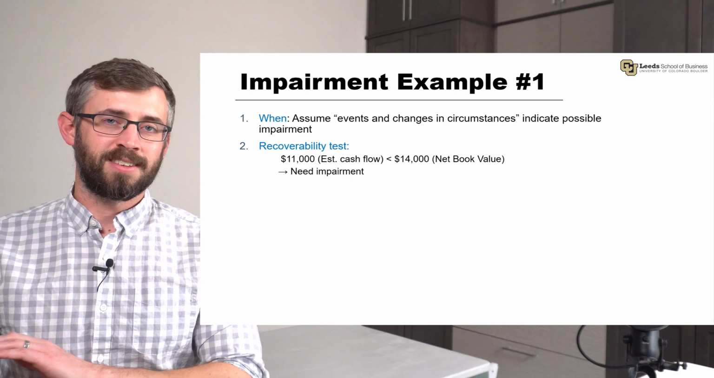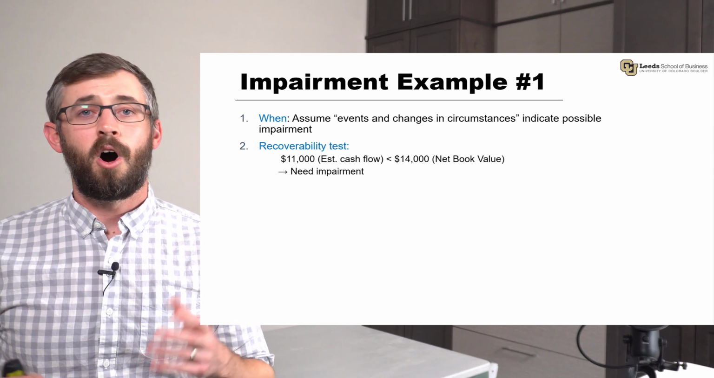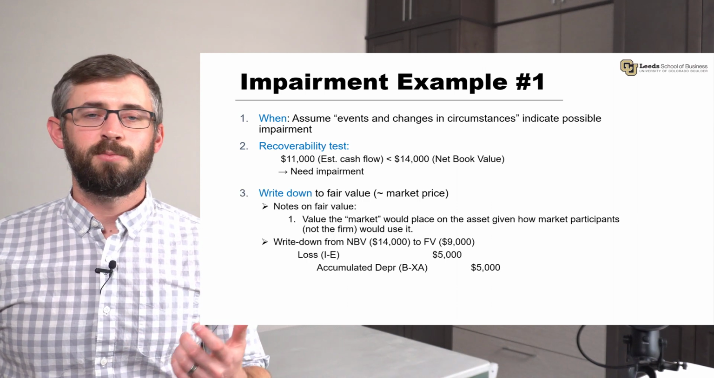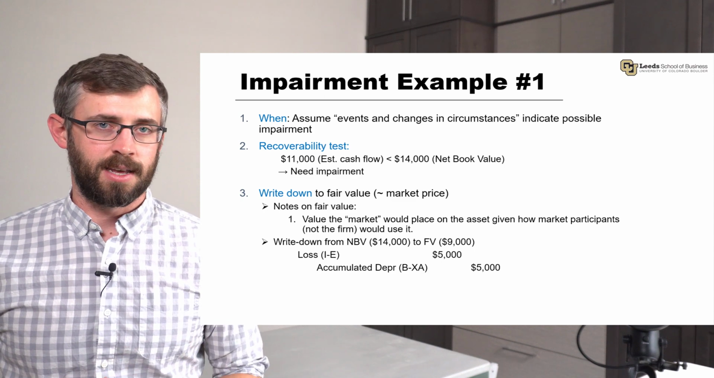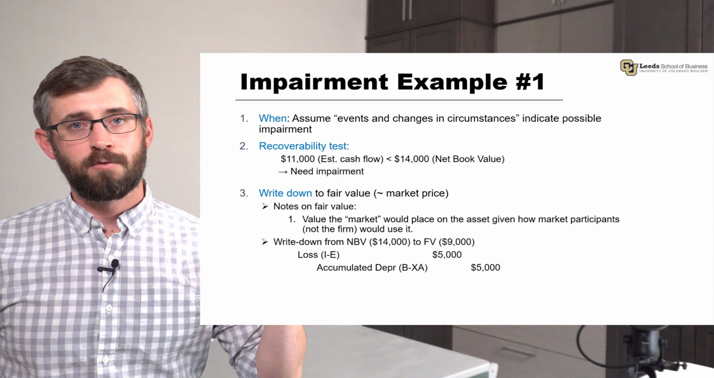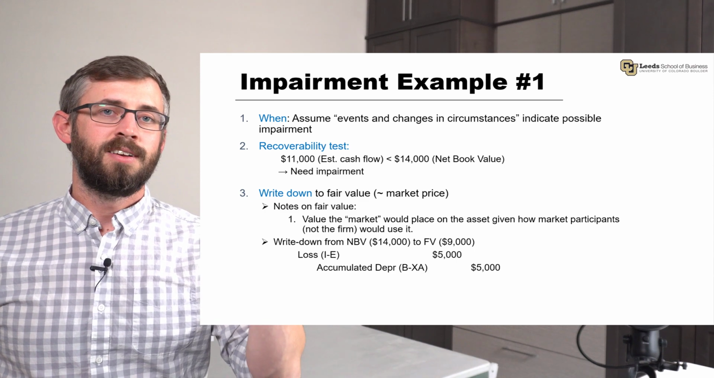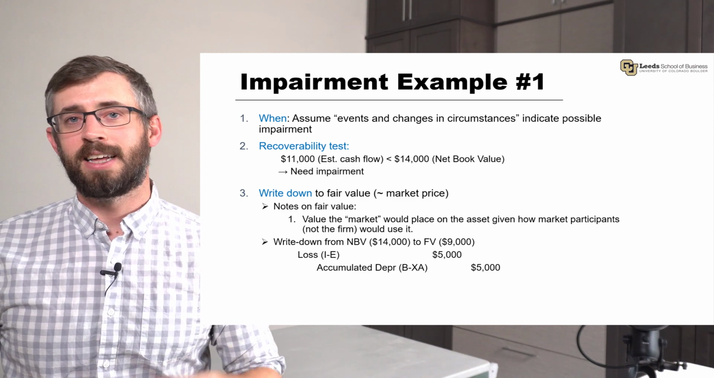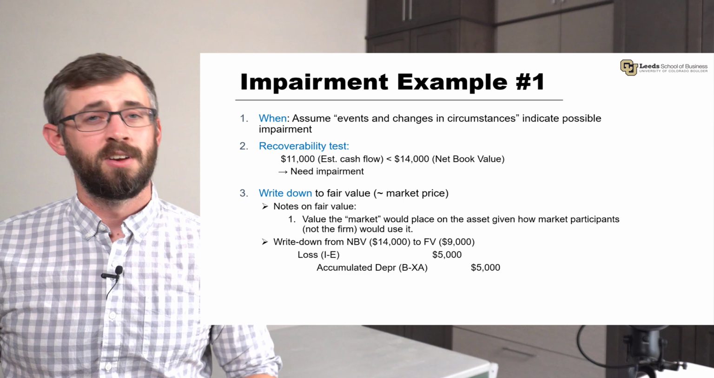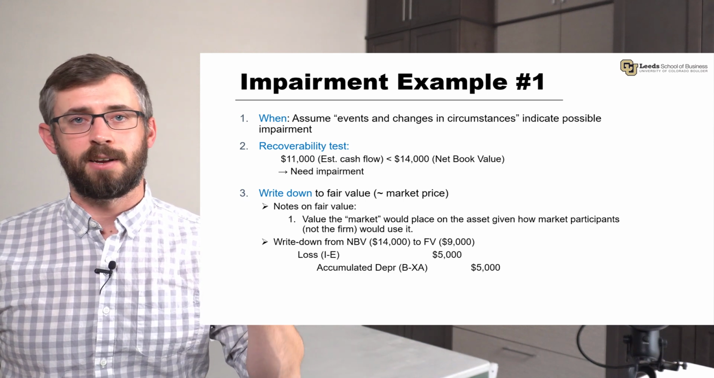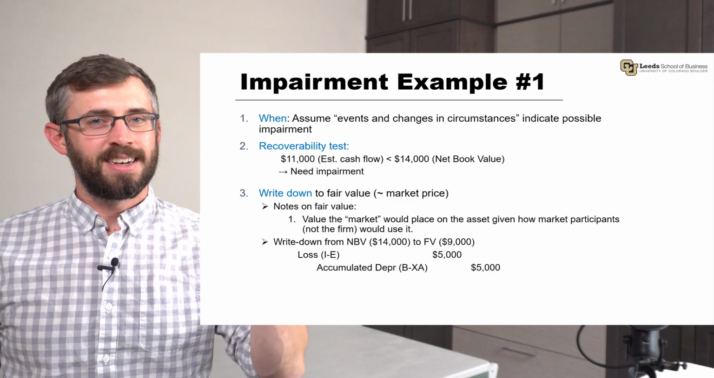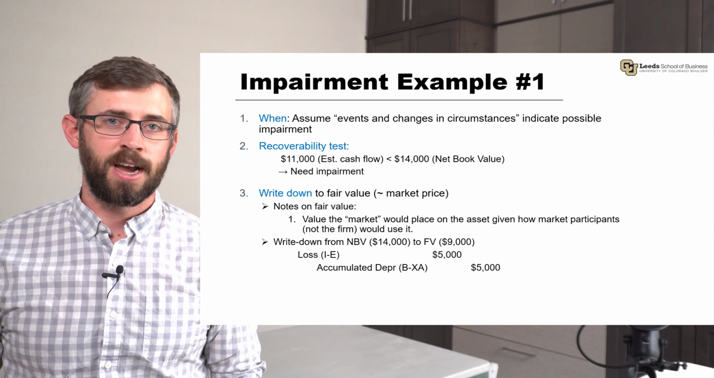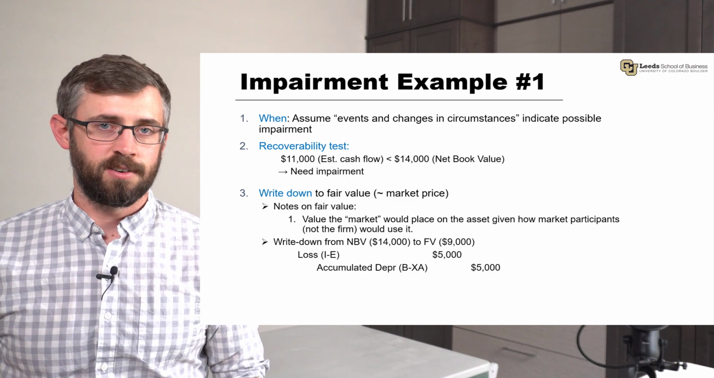But remember, this first step does not tell us the amount of the impairment. All it does is tell us yes or no. And here we're answering yes, we are impaired. And so we're going to have to move to our second step where we actually calculate the impairment. So in our second step, we want to write down the book value of the asset down to its market value or its fair value. And so on the prior slide, we saw that the fair value of the asset was $9,000. So we have to bring the value of our asset from the $14,000 current book value down to the fair value of $9,000. And to do that, we have to record a loss of 5 grand and a credit to accumulated depreciation of 5 grand.